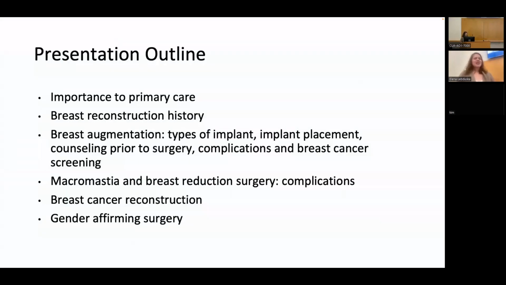Okay, so our presentation outline: we'll talk about the importance to primary care. We'll talk a little bit about the history of breast reconstruction, because I'm always very interested in the history of medicine. We'll talk about breast augmentation. The main things I want you to take away from this are the importance of understanding the type of implant and the placement of the implant. Those are the two big things, and what to counsel our patients on. Then I'll transition to Whitney, who will talk about macromastia and breast reduction, breast cancer reconstruction, and gender-affirming surgeries.